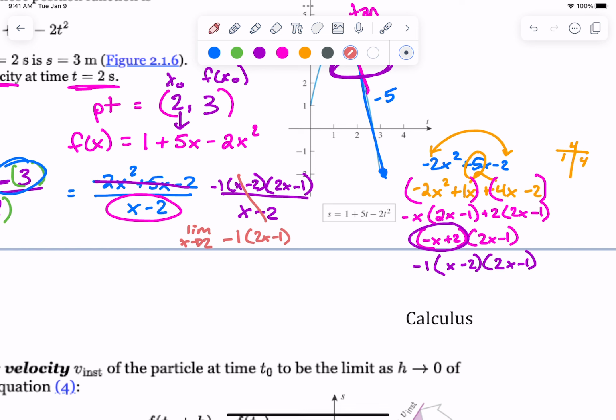Instantaneous rate of change. If we plug in, negative 1 times 2 minus 1, which is negative 3 meters per second. On average, from this point to this point, he is going negative 5 meters per second. But at this place exactly, he is going negative 3 meters per second. That is his instantaneous speed.